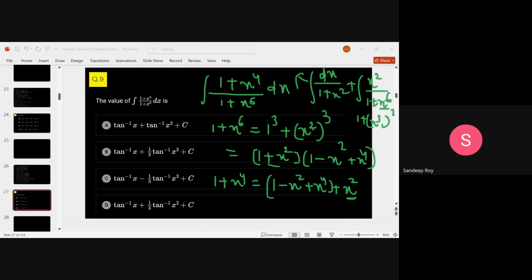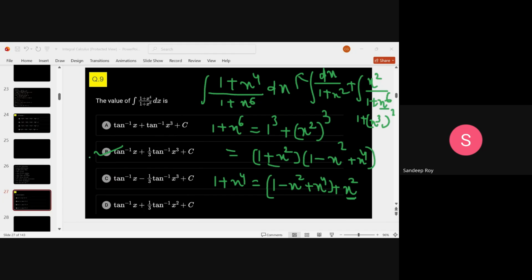Now you use the method of substitution. You take x cube as t, then you proceed. So how much will the second part integration be if you do that? It will be 1 by 3 times tan inverse x cube, right? So option B will be the correct answer.